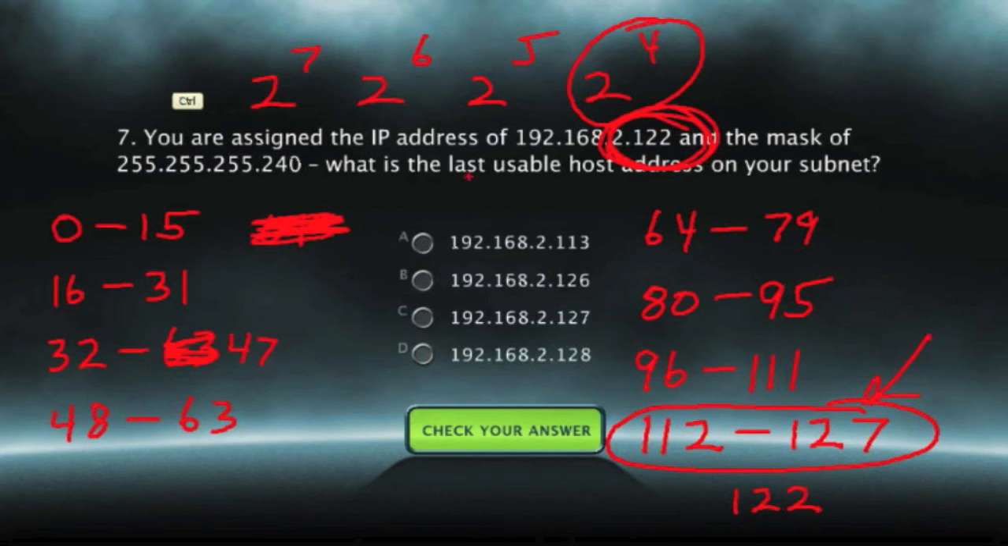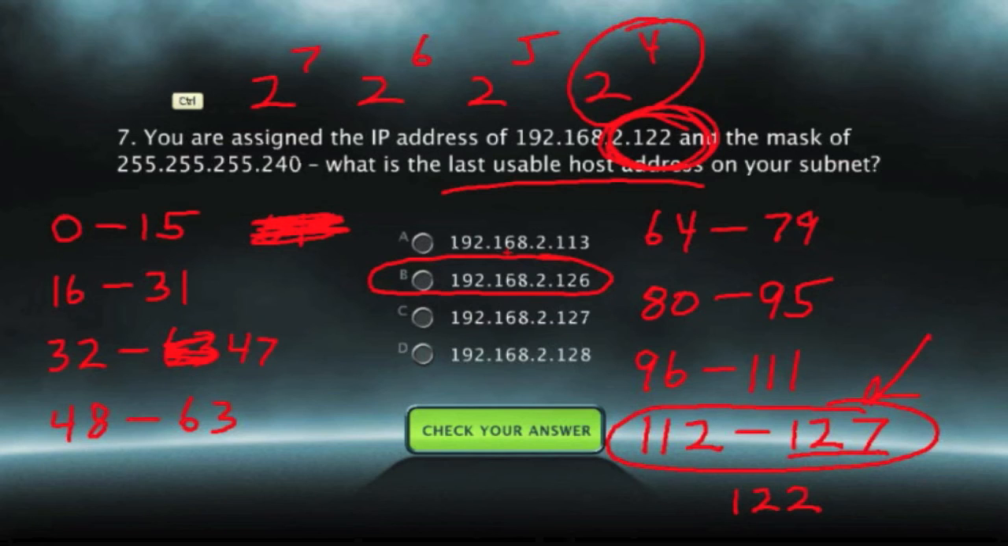This question is, what's the last usable host address? Well, 127 is the broadcast, so the answer is B, 126. Don't forget that 127 is actually the broadcast. Some of you forgot that. This shortcut is amazing, isn't it? This one was a little tricky because we had to do so much addition, by 16, to get all the way up to the right increment.